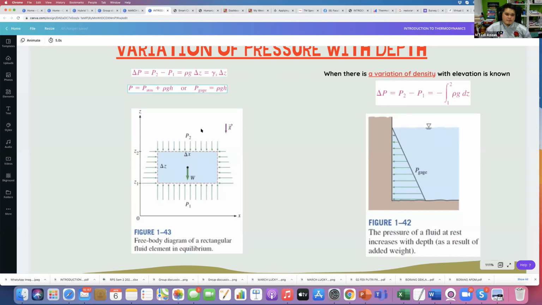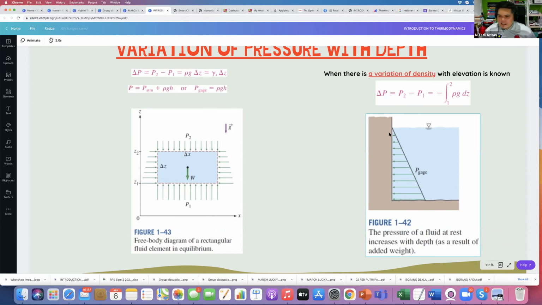So it's simply P2 minus P1, which equals rho, the density, times the gravity, times the change of height between Z2 and Z1. So this is why it is rho G delta Z. And then you can have the pressure equals atmospheric pressure plus rho GH, or the gauge pressure is actually equal to rho GH.